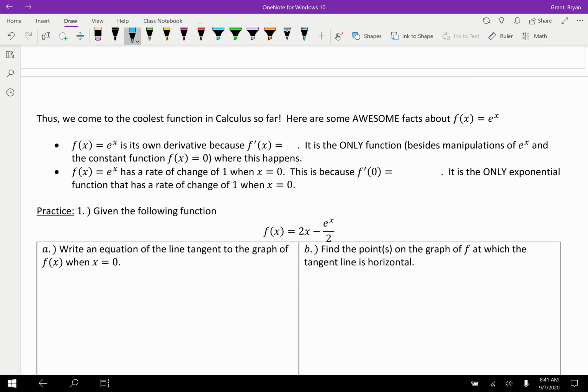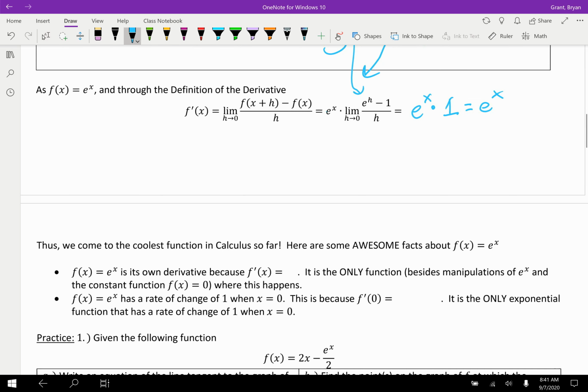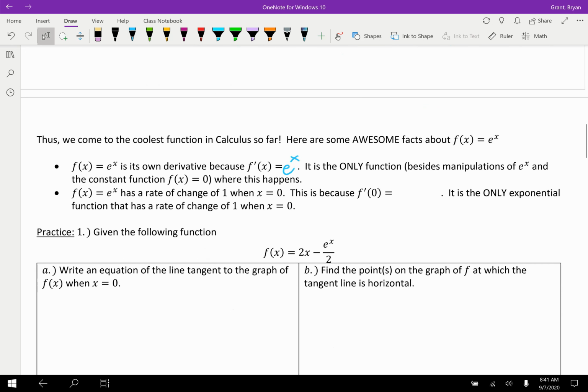E to the x is its own derivative, because when we did the definition of the derivative applied to e to the x, we got e to the x as the answer. And in fact, it's the only function besides manipulations of e to the x, and the constant function, if you take the derivative of 0 at 0. It's the only function in all of math, at least that I'm aware of, where when you take the derivative, it is its own derivative. So e to the x describes the slopes of e to the x. Nothing else is like that, right?